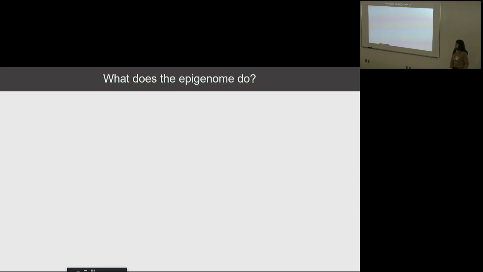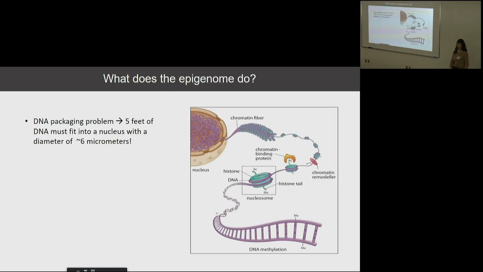So first of all, what does the epigenome do? It turns out we have this huge DNA packaging problem. We have to fit 5 feet of DNA into a nucleus with a diameter of 6 micrometers, which is 6 millionths of a meter. It's been compared to fitting Mount Everest into a grain of rice. This is an incredible thing that our cells are doing in our body right now. Here you can see our DNA in its heterochromatin form inside the nucleus of a cell. It's wrapped really tightly around these chromatin fibers, so it fits in there.